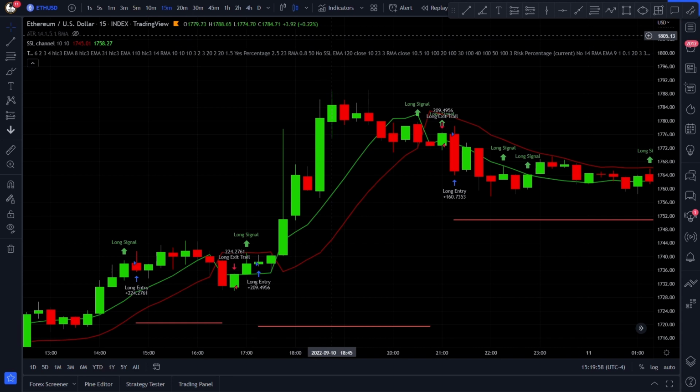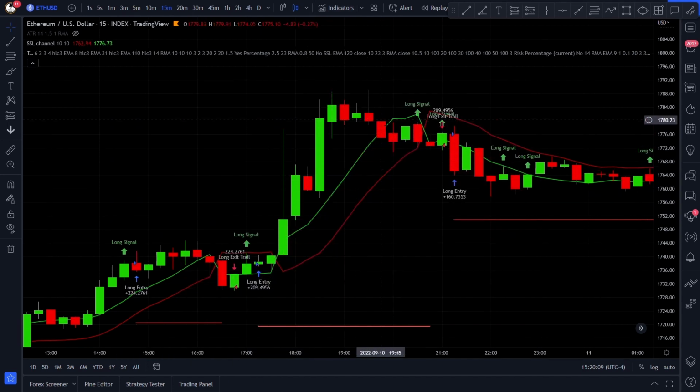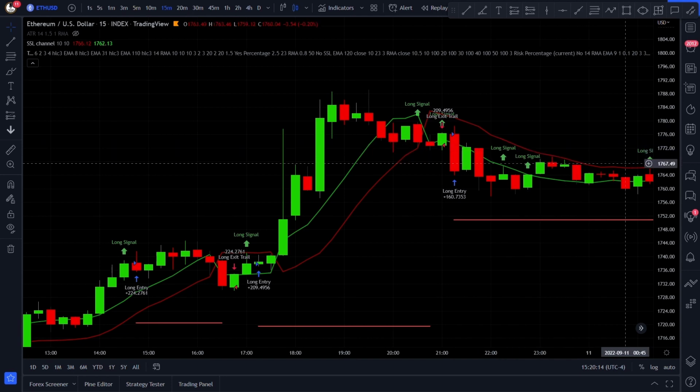To visualize, let's add it to the chart. Open up the Indicators tab and type in SSL. Click on this one. When the green line of this indicator is above the red line, then the SSL channel indicates a bullish momentum, and when the red line is above the green one, it indicates a bearish momentum.